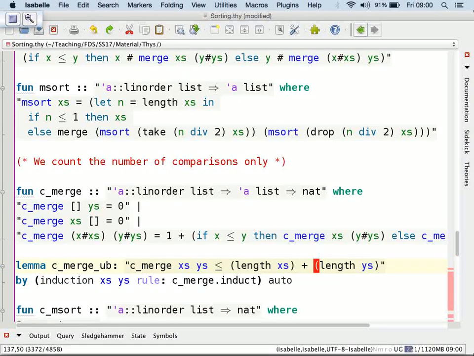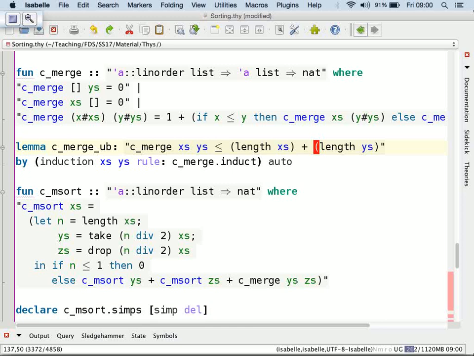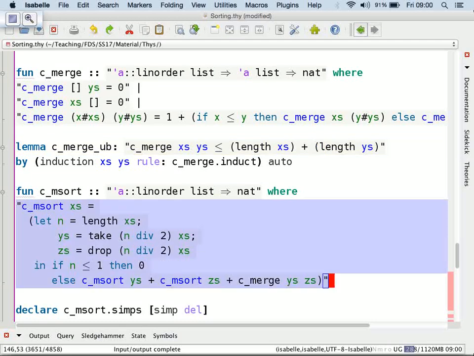And then, indeed, this can be proved automatically. It is really at most the length of the two lists added together. And then here is the comparison function for merge sort. I'm not showing you merge sort again, but let's just look at it independently. I think it's fairly intuitive.